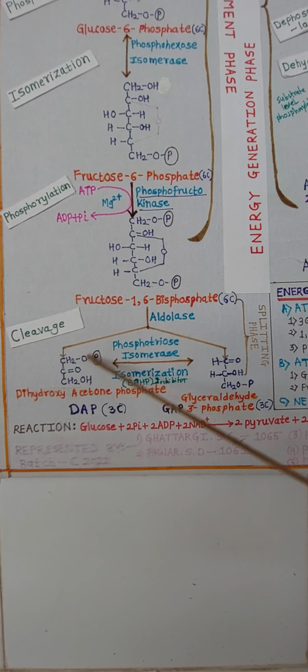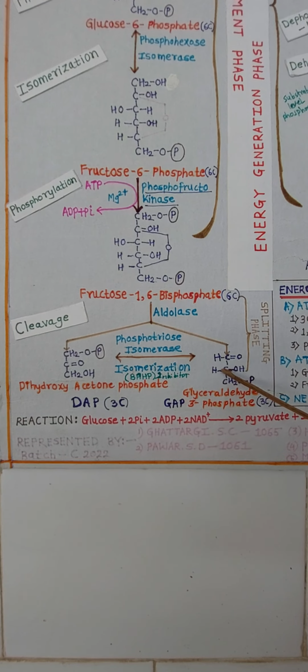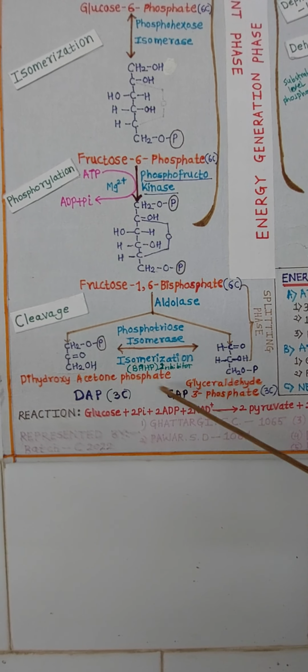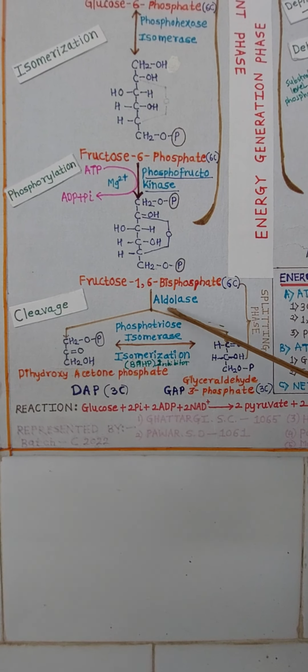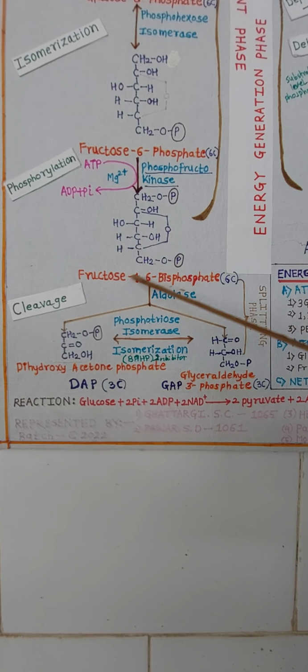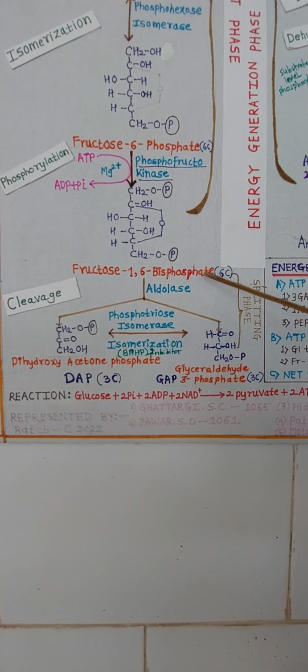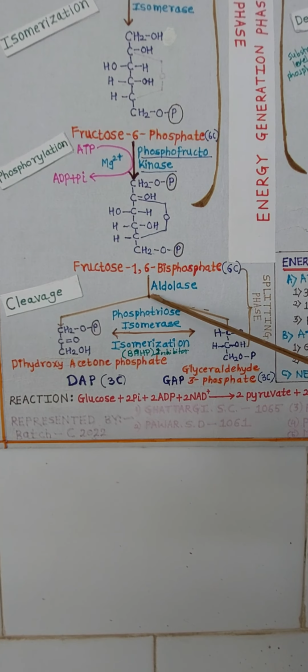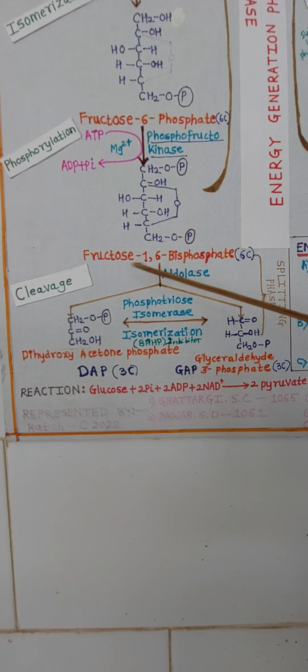Now the second phase, the splitting phase, where fructose 1,6-bisphosphate, a highly energetic compound, gets cleaved into 2 three carbon containing compounds. One is called DAP and one is called GAP, and the enzyme is aldolase, because this is an aldol condensation type of reaction. That's why the name of the enzyme is aldolase, and here the cleavage or splitting occurs.